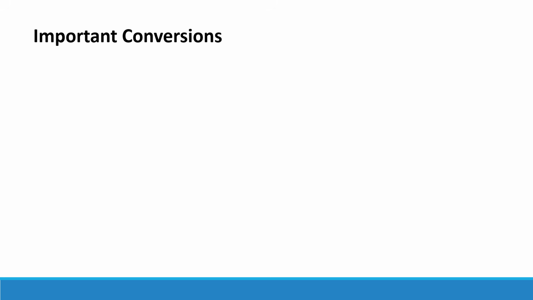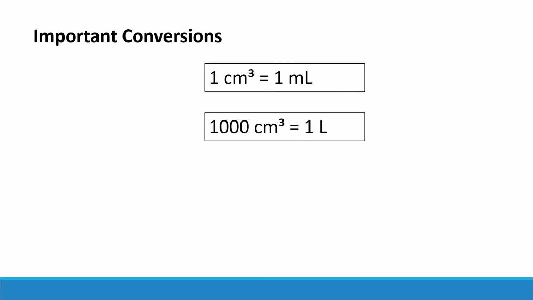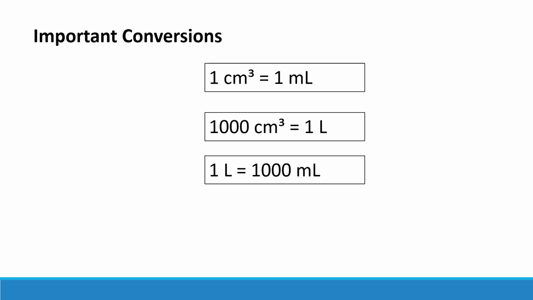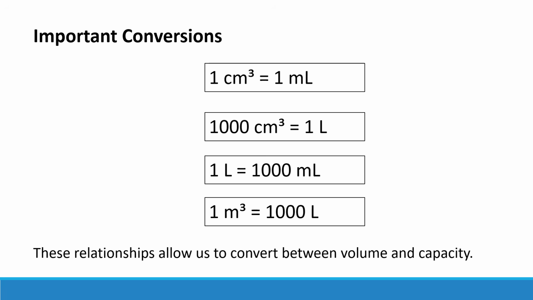There are four important conversions to remember. 1 cubic centimeter equals 1 milliliter. 1,000 cubic centimeters equals 1 liter. 1 liter equals 1,000 milliliters. And 1 cubic meter equals 1,000 liters. These relationships allow us to convert between volume and capacity.